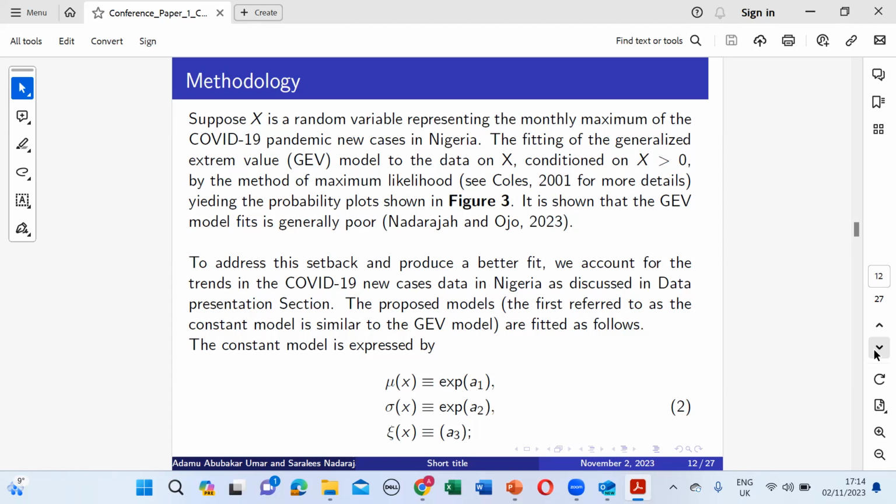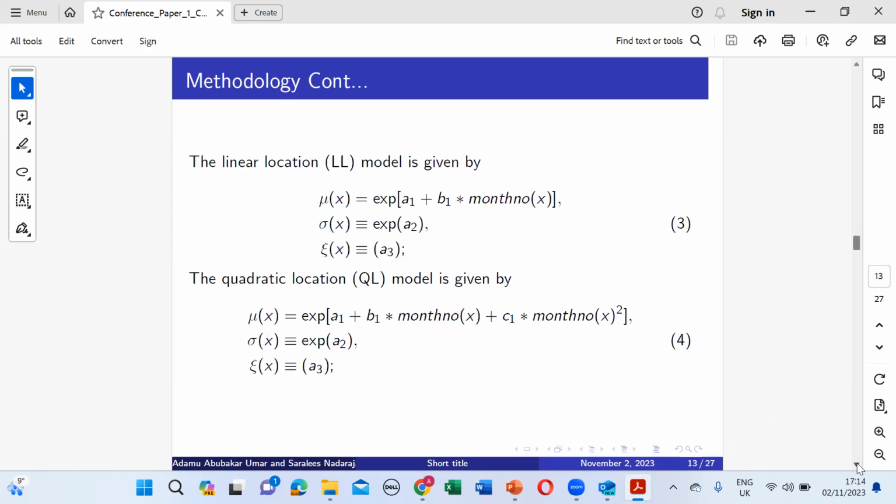Look at the first one. We have the first model, from equation 1, which is expressed as a constant model, the same thing as the extreme value model. Then the second, we call it the linear location model, where we have an additional parameter on the location parameter. We have another model called the quadratic location, which is given here in equation 4.